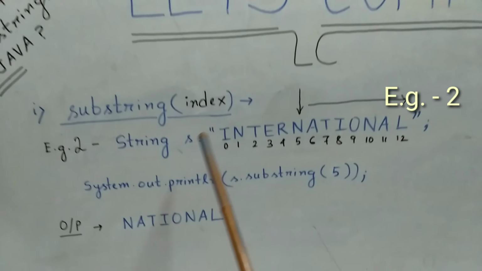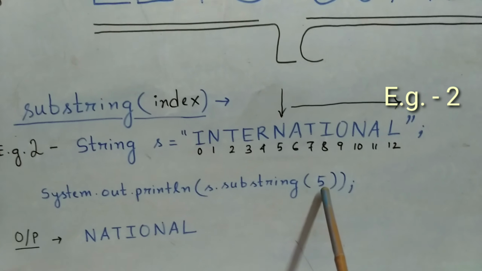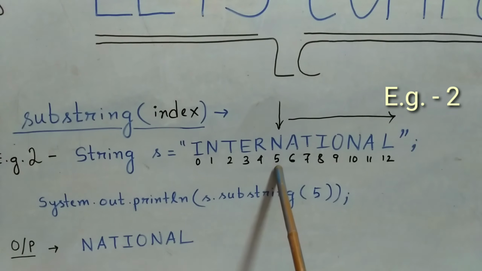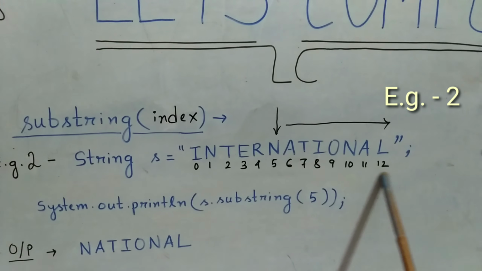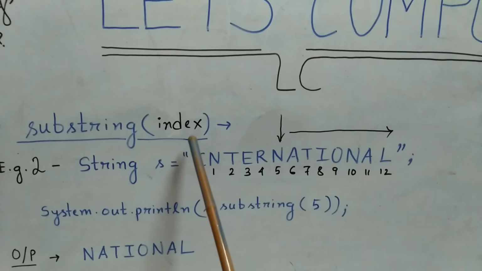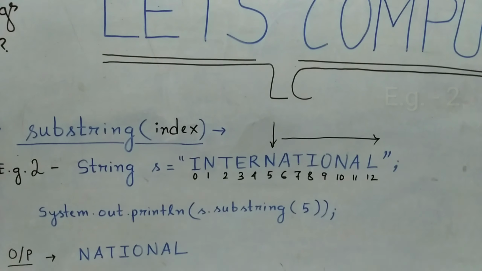Example 2, string s equals to international, s.substring 5. Hence, extraction begins at the index position 5 and continues up to the end of the string since it is the single index variant of the function substring. Output: national.